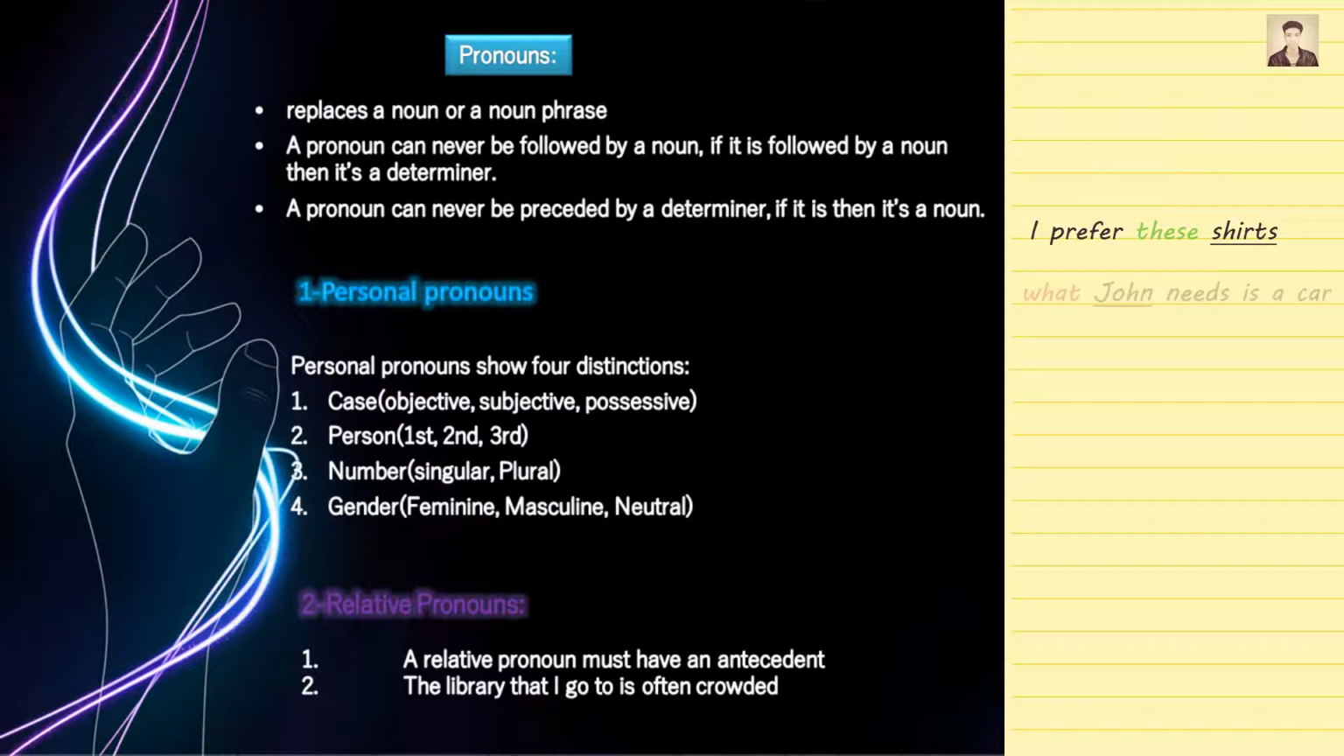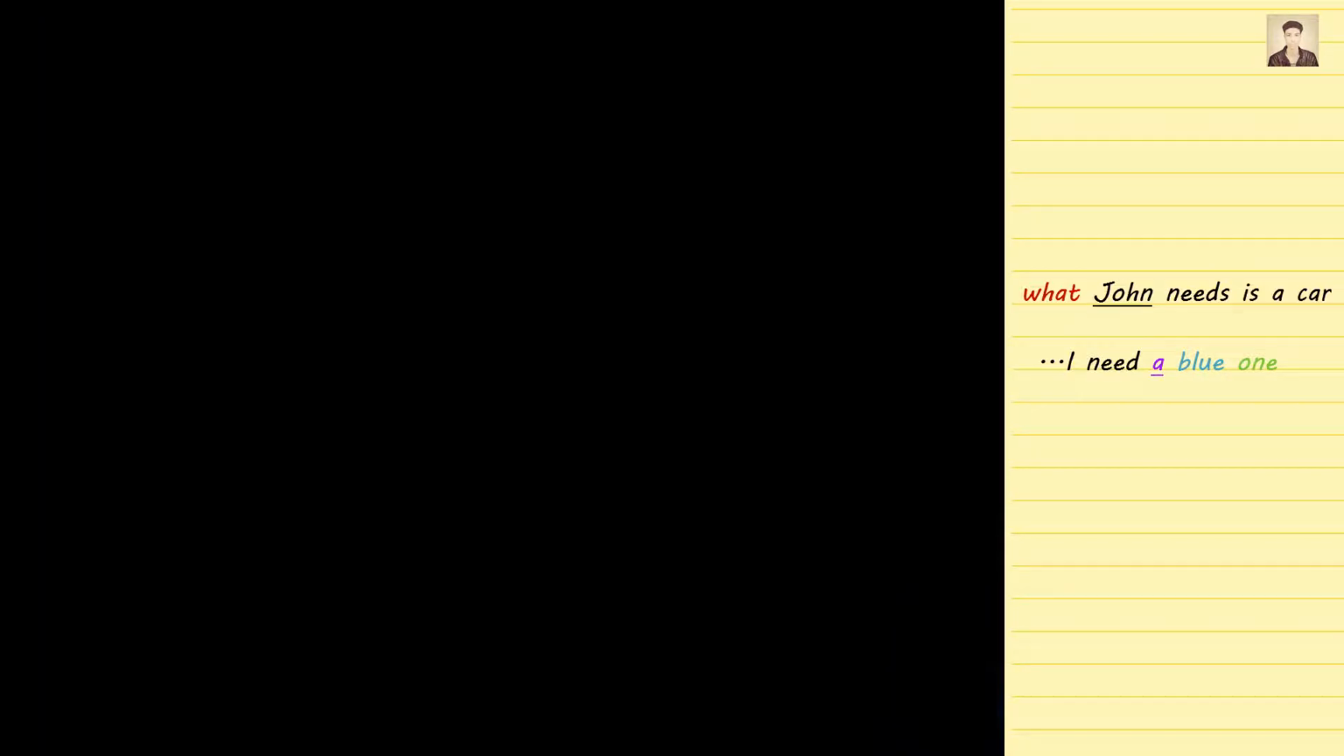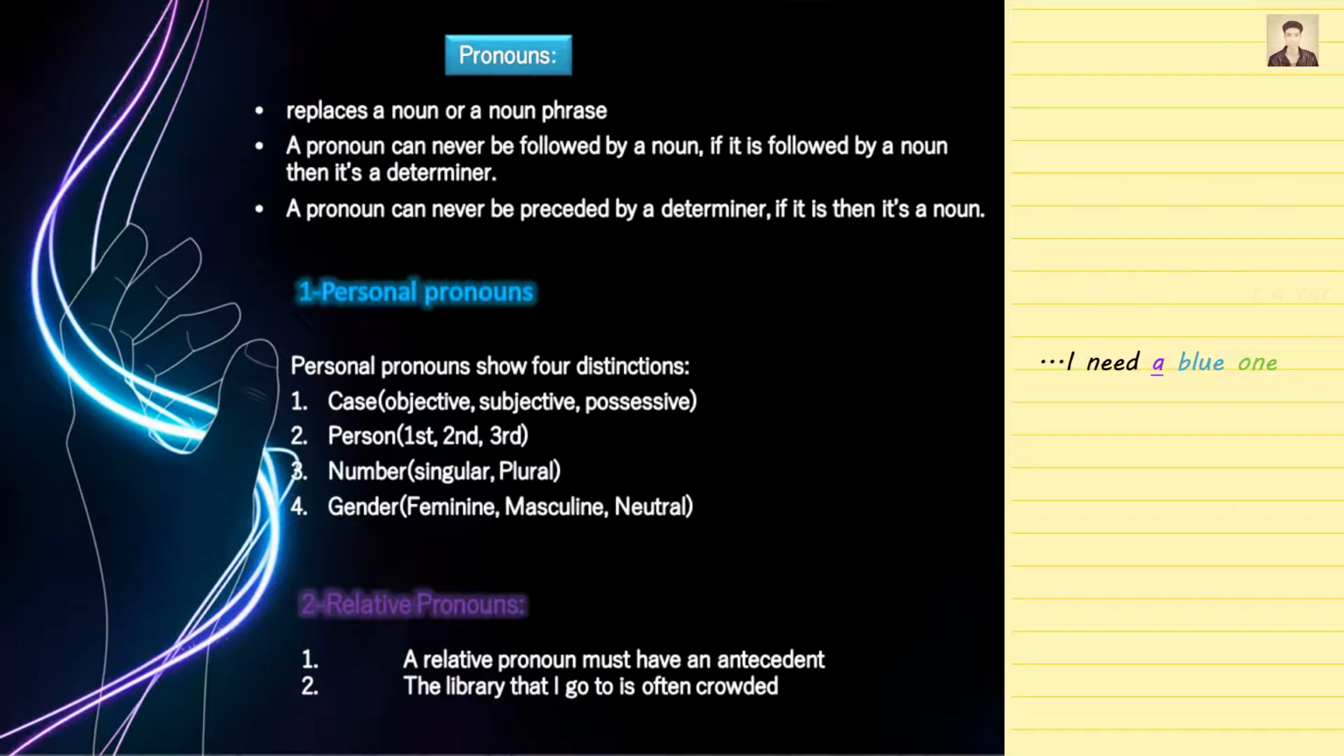But there are some exceptions, like this example: what John needs is a car. What is a pronoun, not a determiner, although it's followed by a noun, because it replaces a noun phrase, which is a car.